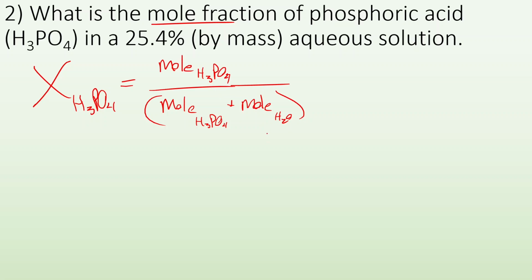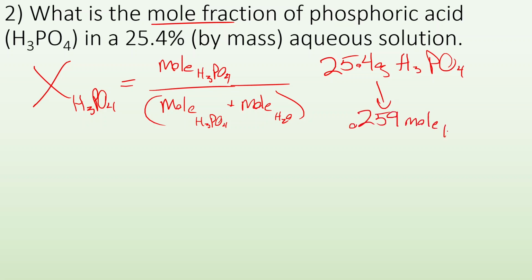So, assume 100 grams again. That means I got 25.4 grams of H3PO4. And if I do my math to convert that to moles, I divide by the GFM, and I did that off screen already. I get 0.259 moles of H3PO4. Now I got to do the same process for H2O.